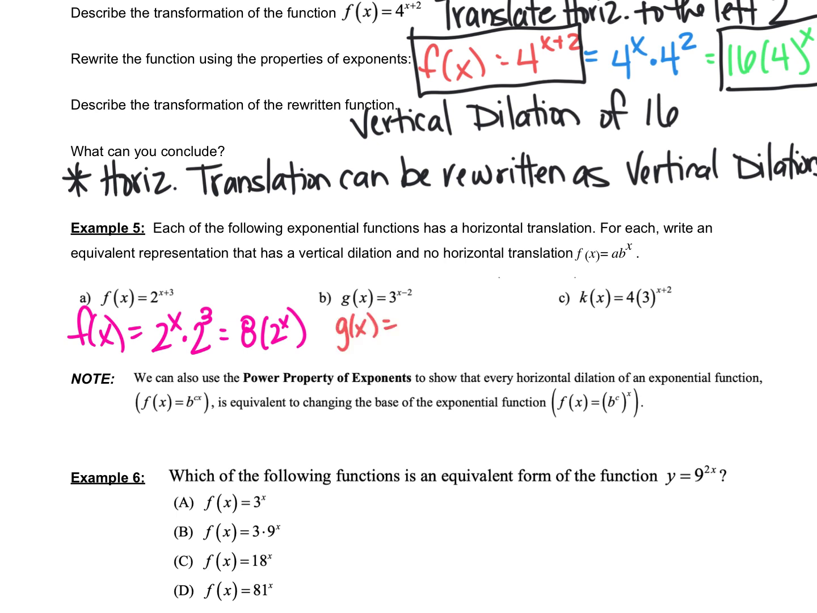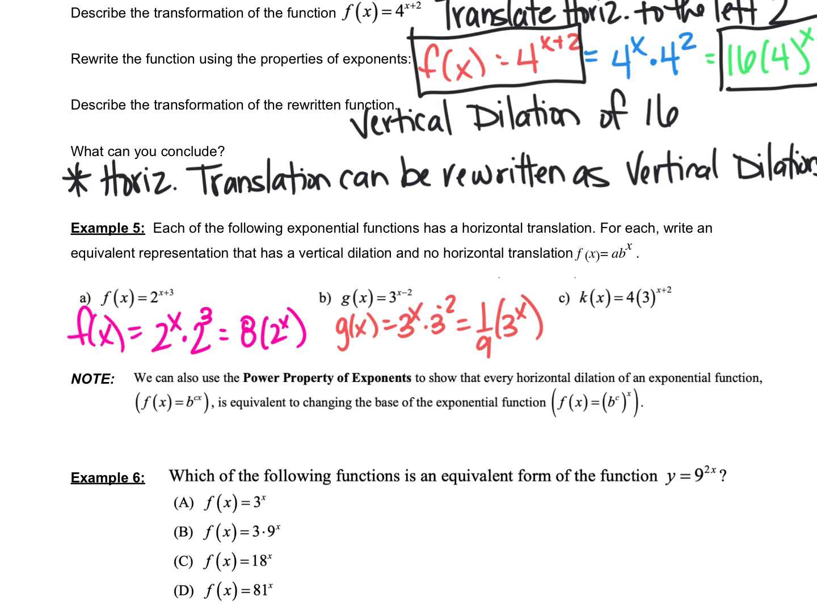Let's look at this one. It's subtraction, but that's the same thing as adding a negative. So this is 3 to the x times 3 to the negative 2. What do we know 3 to the negative 2 is? 1/9 times 3 to the x.